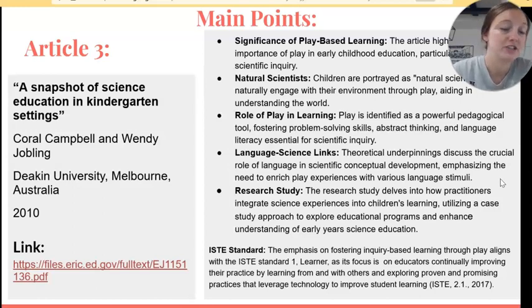This article was really interesting. It was really easy to read, but the research does show that children are going to be more successful when they're exposed to this at an early age.